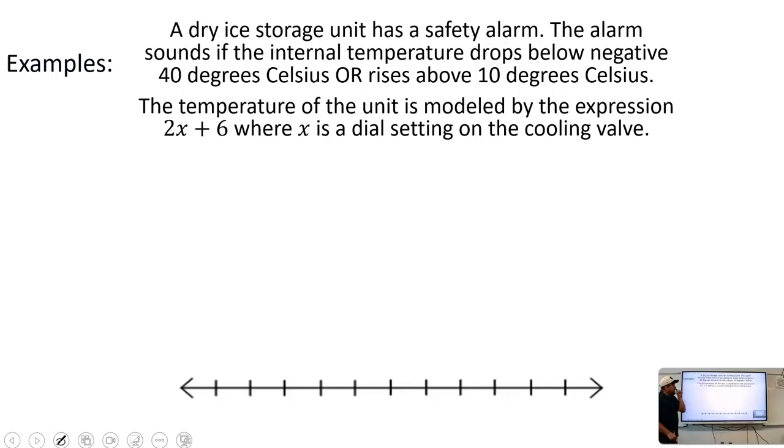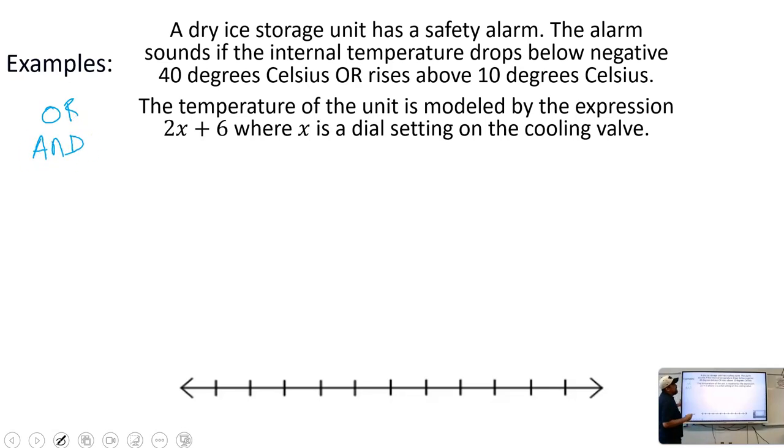Okay. A dry ice storage unit has a safety alarm. The alarm sounds if the internal temperature drops below negative 40 degrees Celsius or rises above 10 degrees Celsius. The temperature of the unit is modeled by the expression 2x plus 6, where x is a dial setting on the cooling valve. All right, so is this going to be "or" or is it going to be "and"?